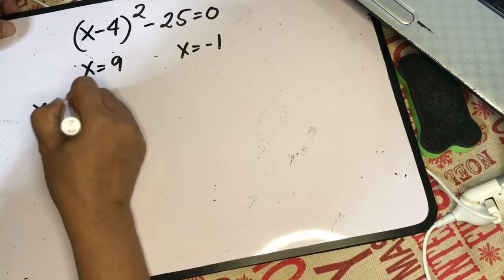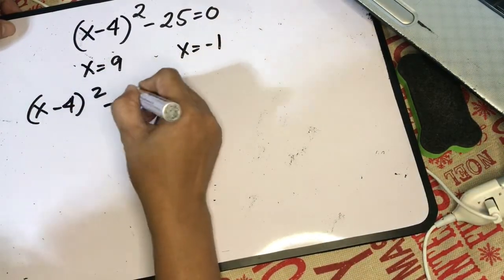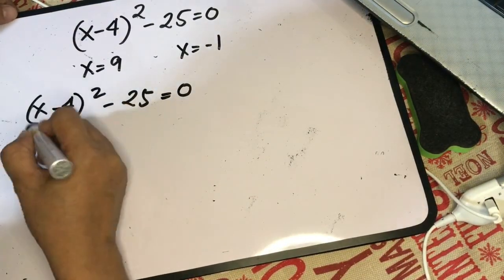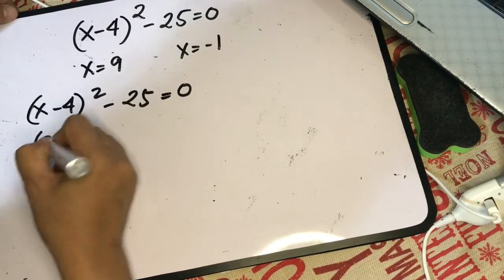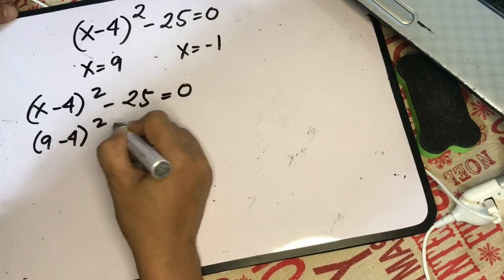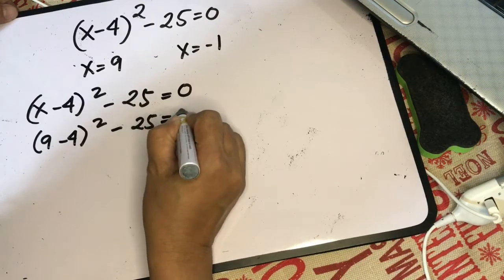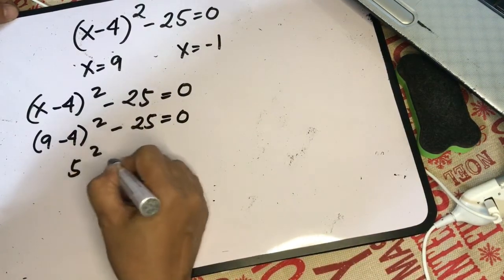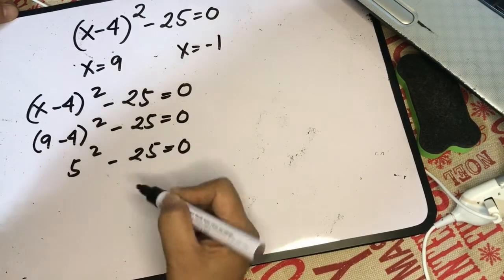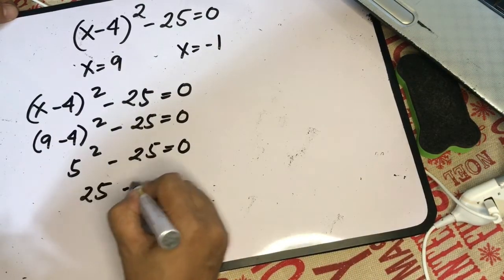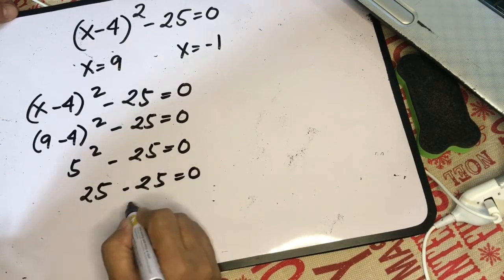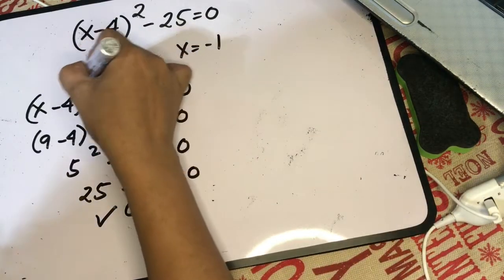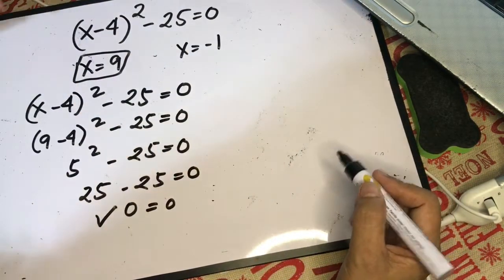So, x minus 4 times the quantity squared minus 25 is equal to 0. If x is equal to 9, then 9 minus 4 times the quantity squared minus 25 is equal to 0. So, 9 minus 4 is 5, squared is 25, minus 25 is equal to 0. So, this is 0 is equal to 0. So, let's check. So, 9 is a possible root of the equation.